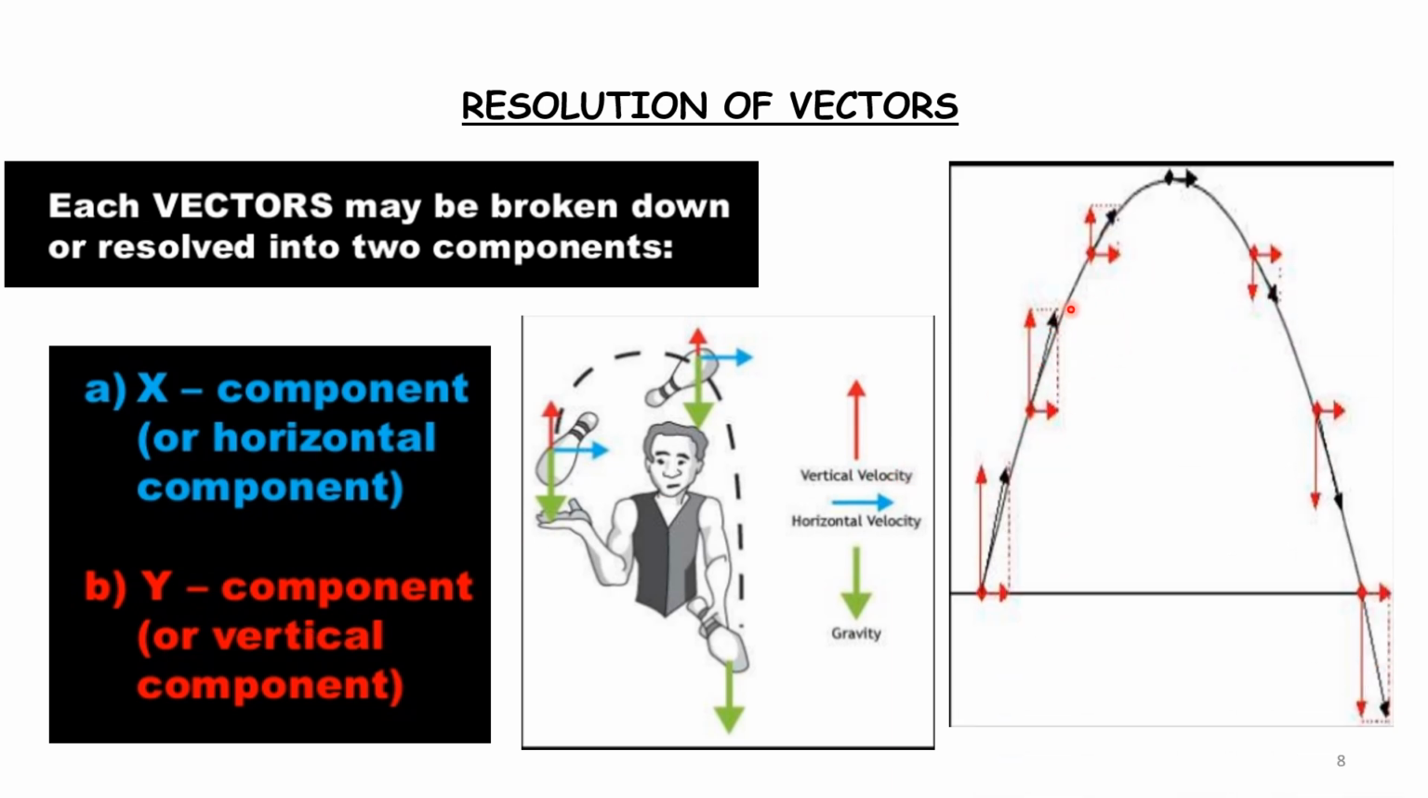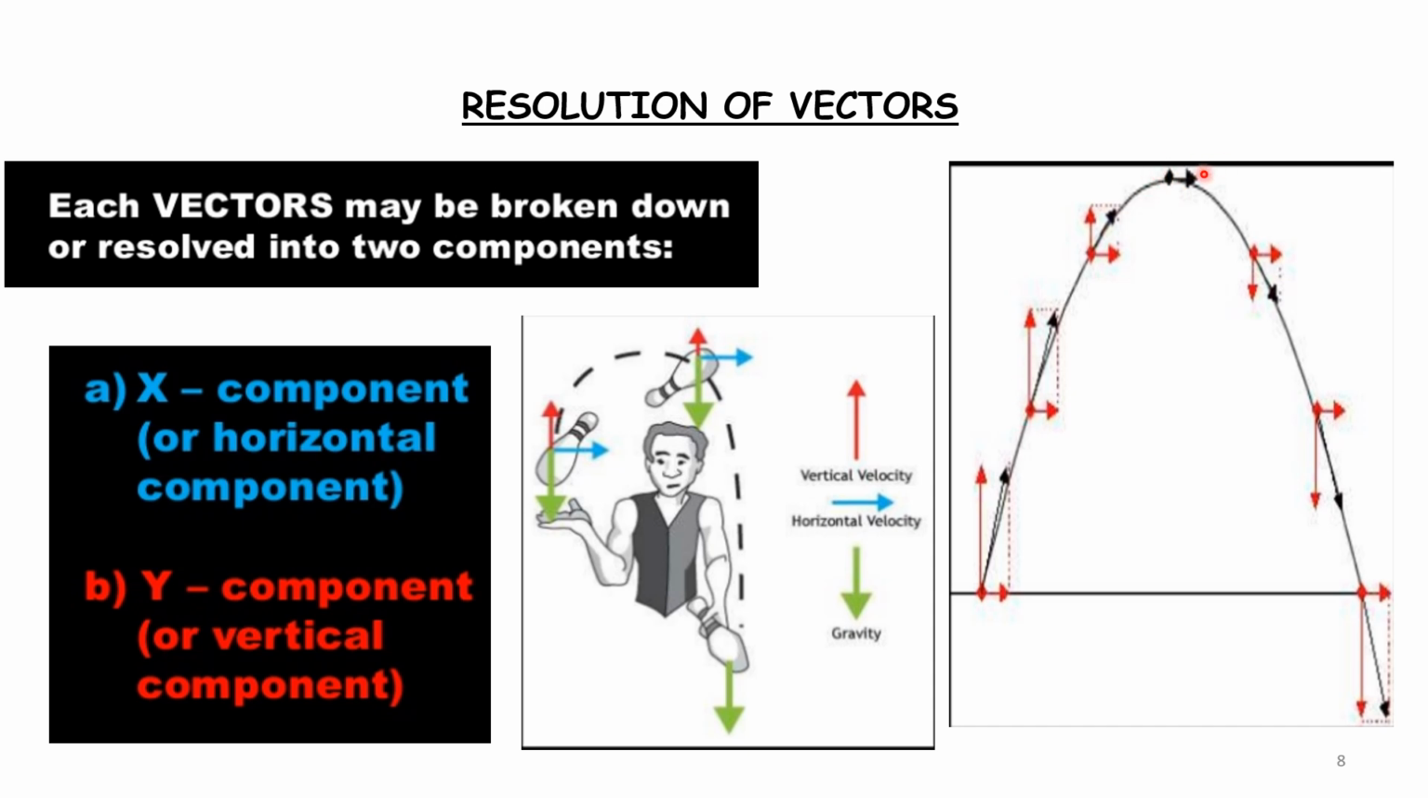As you can see from this diagram, if I want to resolve this vector into its components, first of all, tell me in which direction this vector is available. Is it in the x direction or the y direction? You cannot say that this vector is in the x direction or the y direction. It is a combination of x and y directions. So whenever a vector is a combination of x and y, we resolve it into its x component and its y component.